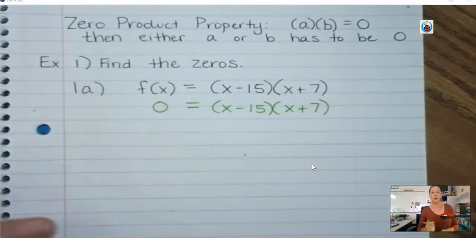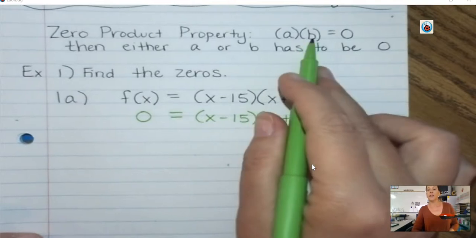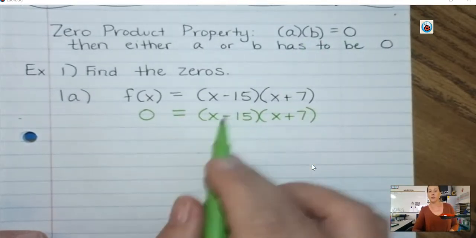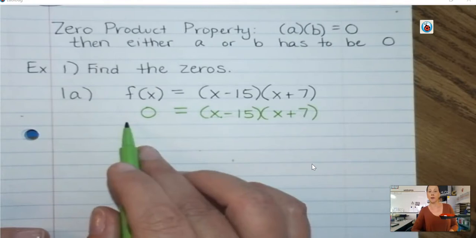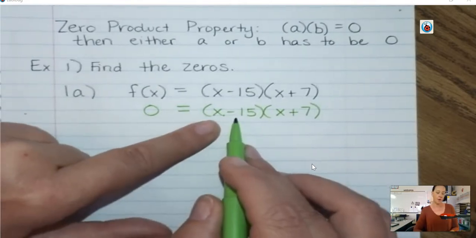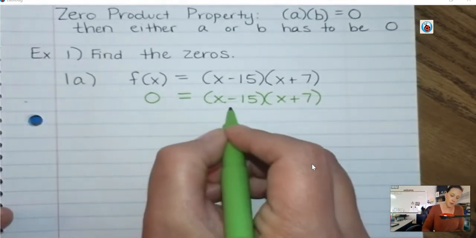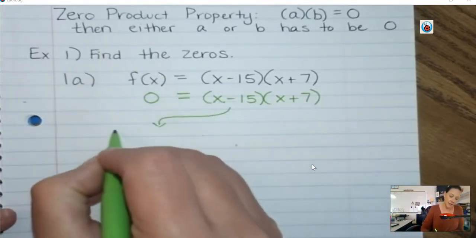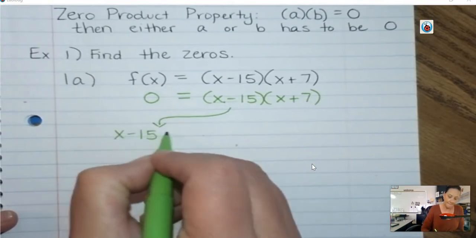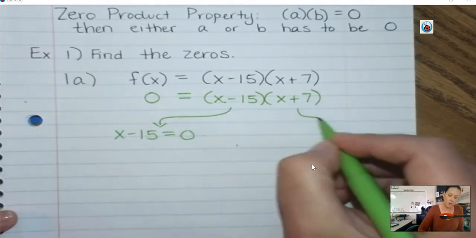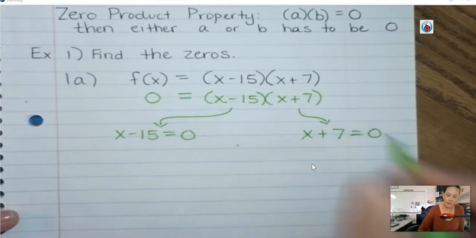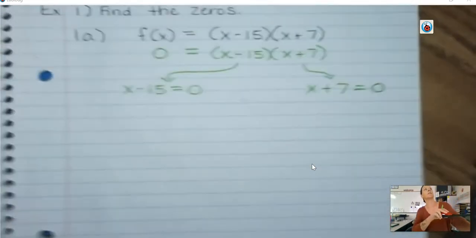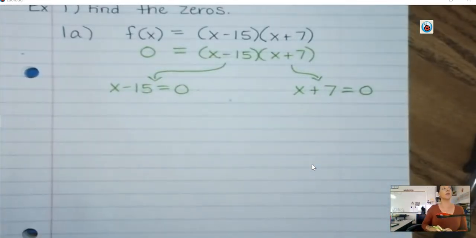So what you want to do is see if one of these can equal 0. So what you're just going to do is take the two factors. Factors are things that multiply together to be a product. You're going to take them both and make them equal to 0. So the x minus 15 will equal 0, and then the x plus 7 will equal 0. Because if I can make one of them equal 0, then I can solve this to be equal to 0.